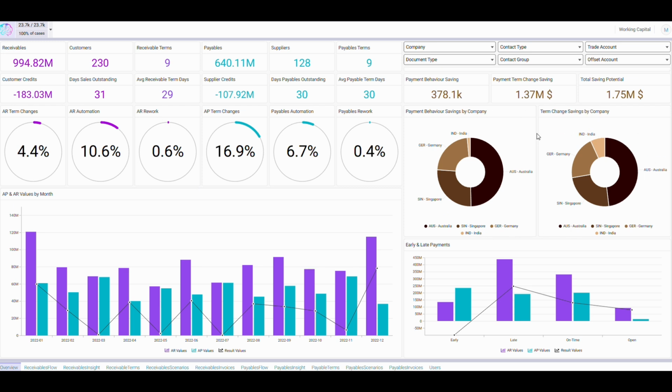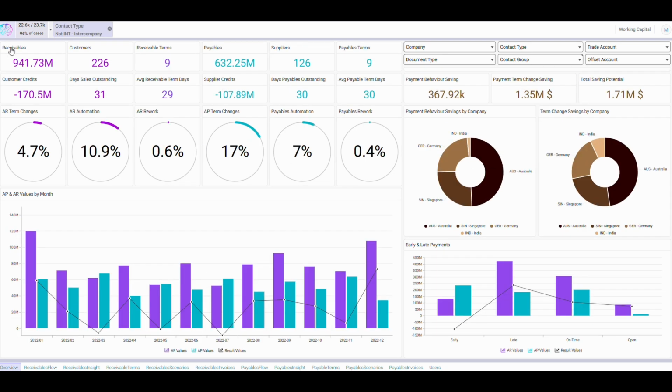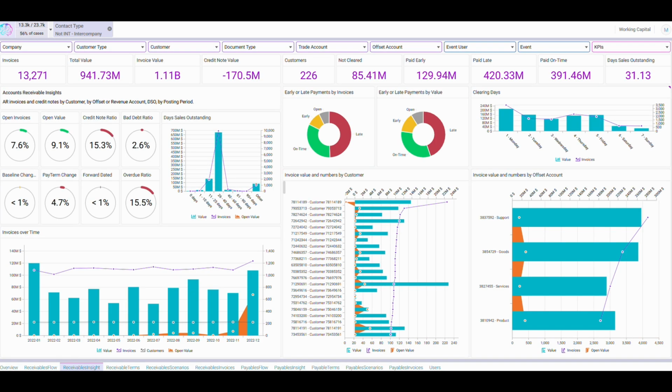Every dashboard has dynamic filters and statistics about the data presented. Let's exclude intercompany contacts. This leaves us with 941 million receivables across 226 customers and 632 million payables across 126 suppliers. Many of our clients struggle with cash flow predictability, misaligned payment terms, process interventions, off-cycle and manual payments, and challenges adhering to contracts and regulations.